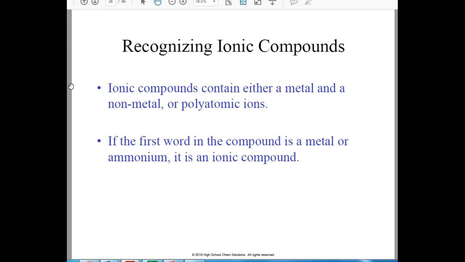So the easiest thing to do is just look at the first word. If the first word is a metal or if it's ammonium, remember, that's the only positive polyatomic ion that we need to worry about, then it is an ionic compound, and we're going to follow the steps that I'm about to show you.